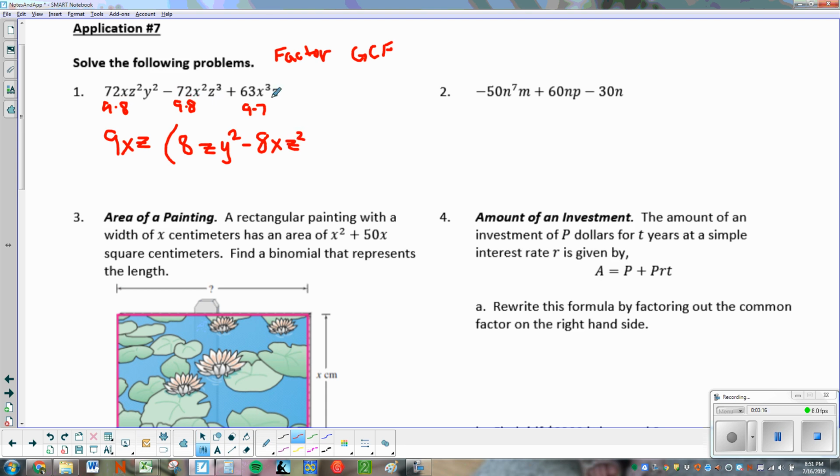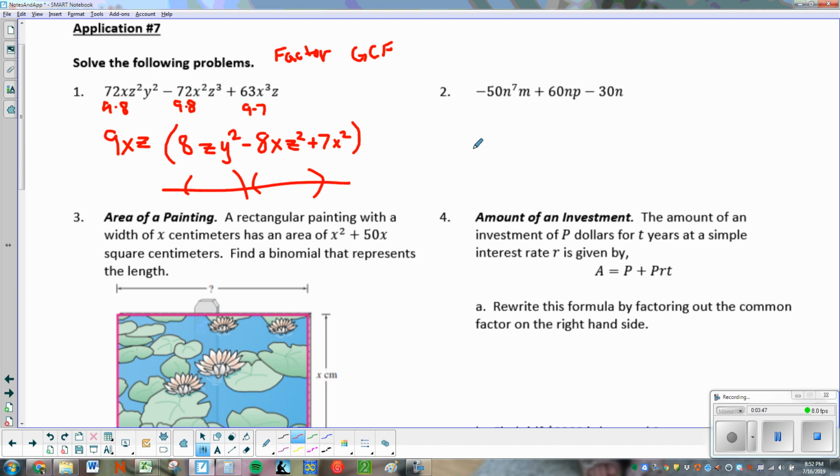And there we go. And then out of my last one, I pulled out a 9, so I'm left with 7. Pulled out 1x, and then I pulled out my only z, so I'm just left with x squared. And again, I'm not going to ask you to do our binomial factoring on a problem like this. I don't want to do that. This is actually a pretty complicated problem to do that, especially with the variables the way they are.